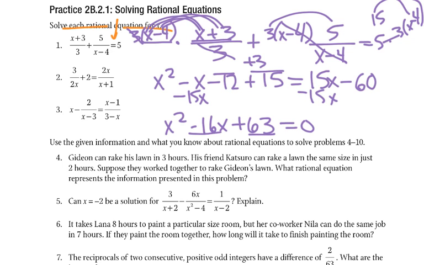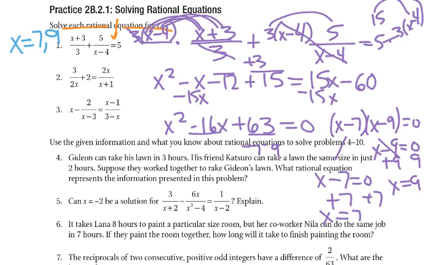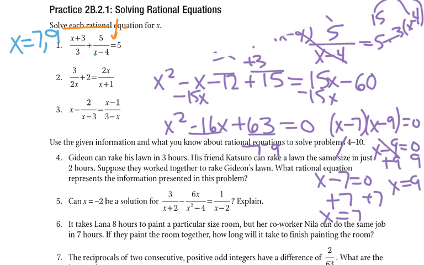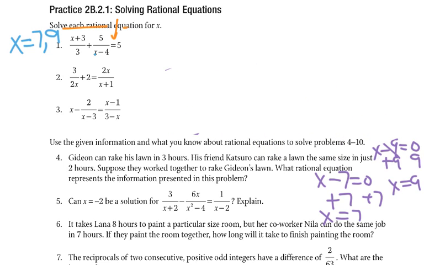Factors of 63 that make negative 16, 7 and 9, if they're both negative. So I get x minus 7 times x minus 9, set them separately equal to 0, and we get a positive 7, and same thing for the 9, we get 9. So my answers are x equals 7 and 9. Now, if I plug 7 in for x, will it become 0? No, so I don't have to worry about that. Okay? And that's the whole process. So it's kind of a lot of work, isn't it? But that's what we have to do to make it work.